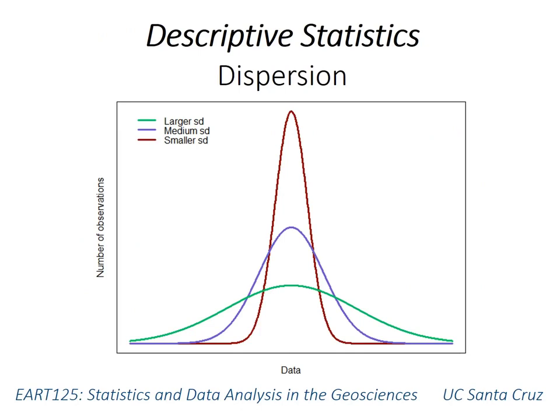This video continues the discussion of descriptive measurements that can summarize numeric data. We previously talked about central tendency, and now we're going to talk about measures that can describe the dispersion or the variability of measurements within a sample.